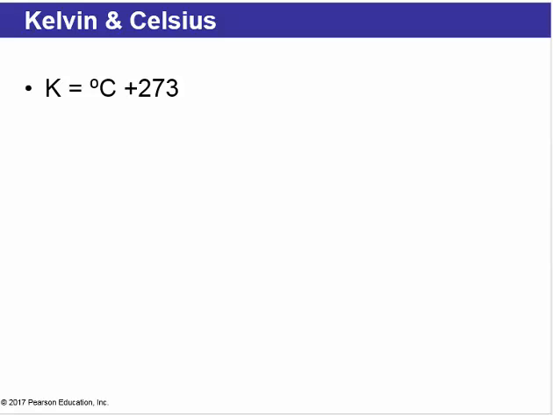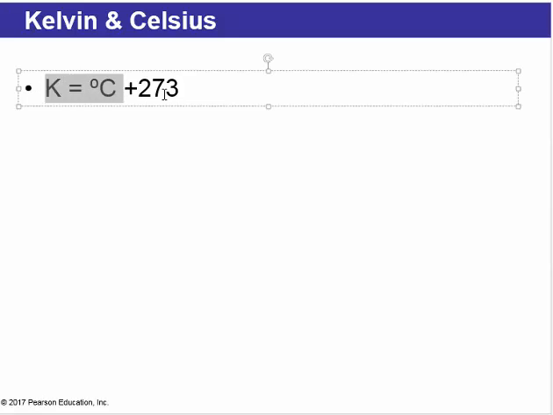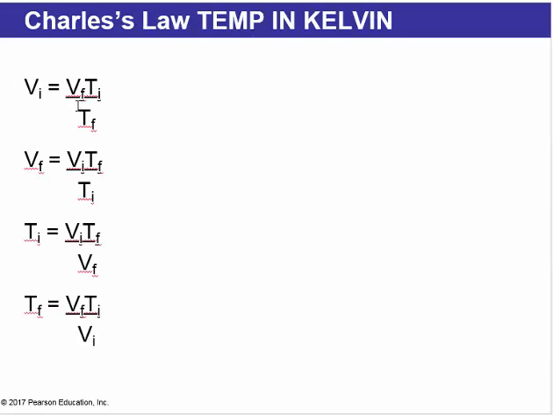You will also want to have very handy the conversion between Celsius and Kelvin. To get Kelvin from Celsius, you add 273 to the degrees in Celsius. Charles' law must have its temperature in units of Kelvin.